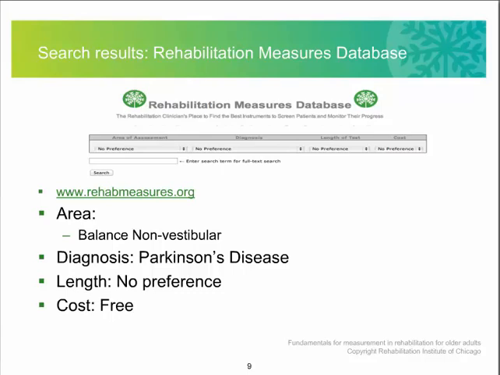In our search for balance tests, we select under Area of Assessment, Balance Non-Vestibular. Under Diagnosis, we select Parkinson's disease. Under Length of Test, we select No Preference. And under Cost, we select Free.